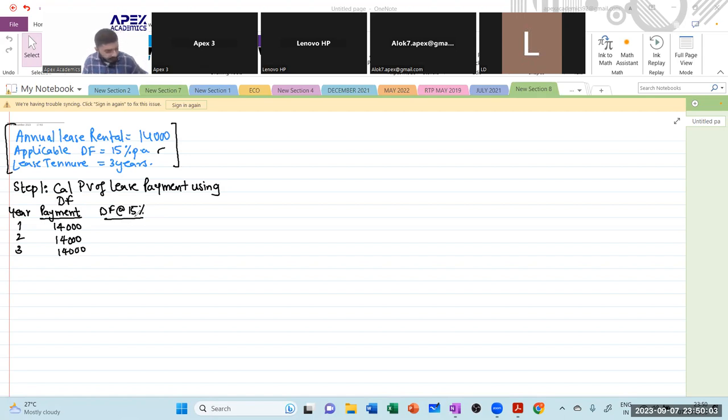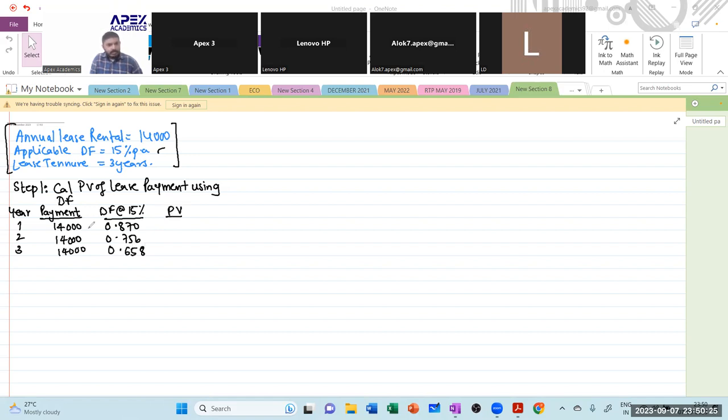So discount factor at 15%: 1 divided by 1.15. How much? 0.870. 1 divided by 1.15, first equal to gives you 0.870. Press equal to again, it will give you 0.756. Press equal to again, it will give you 0.658.